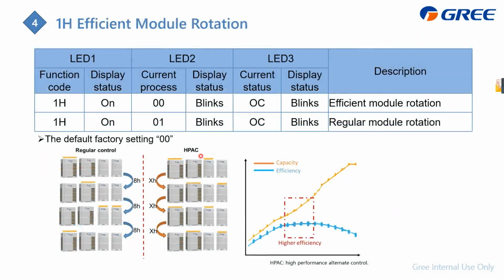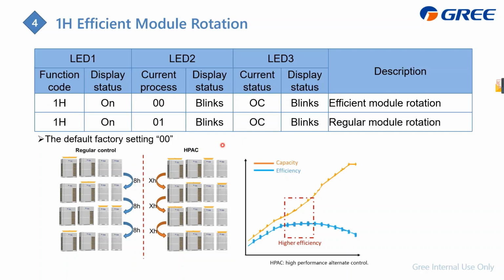And this is 1H. 1H is efficient module rotation. We have two modes you can choose. One mode is regular control, just like a 3-shift day, of course under part load condition: 8 hours, 8 hours, 8 hours. But you can also choose another mode, which is efficient module rotation.